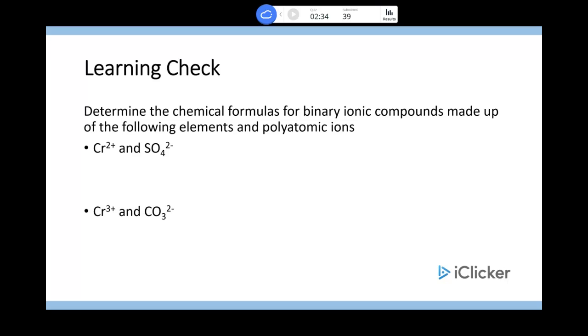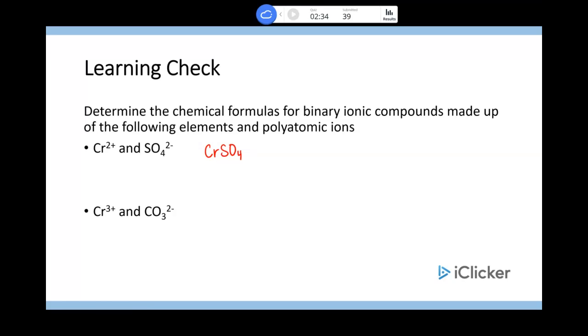Okay, so for this first grouping of ions, we have chromium with a +2 charge. This is an element that can have variable charges. So chromium with a +2 charge, and then the sulfate polyatomic ion with a 2- charge. These cancel out, so we write the compound as CrSO4. And that's it.